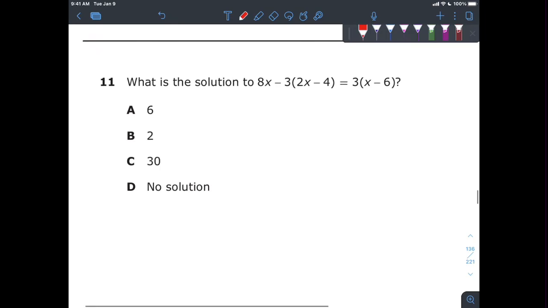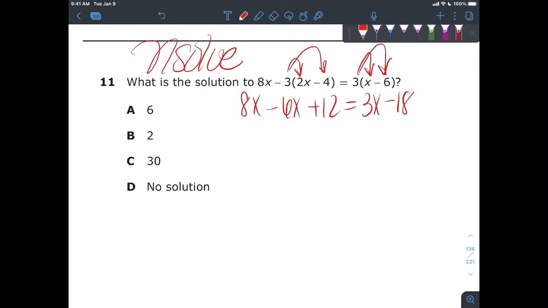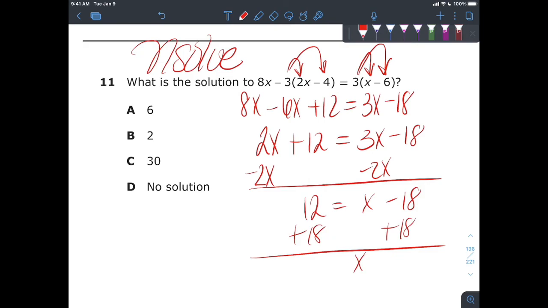Next one. What is the solution to this equation? Of course, we can totally get the answer by NSolve, but I'm going to go ahead and work it out by hand first. I need to go ahead and distribute, so 8x minus 6x plus 12 equals 3x minus 18. Let's go ahead and combine like terms. Let's go ahead and get all of our x's together. And let's go ahead and move that 18 out of the way. And I got an answer of x equals 30.